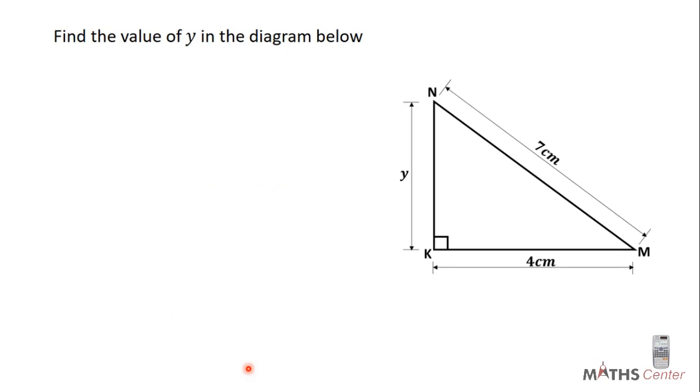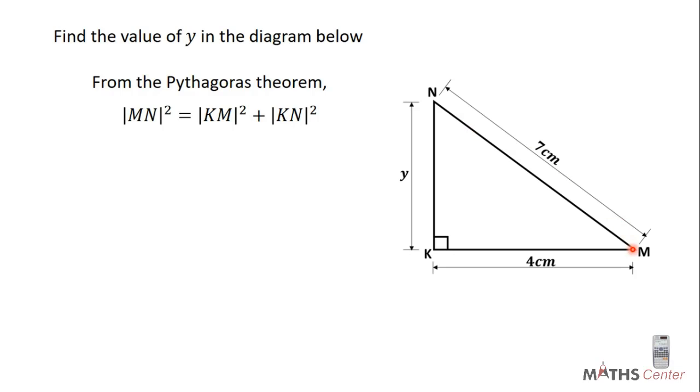Let's take the next question. Find the value of y in the diagram below. This is a right angled triangle. So applying the Pythagoras theorem, we know that the length of the hypotenuse is MN. So MN squared is equal to KM squared plus KN squared.